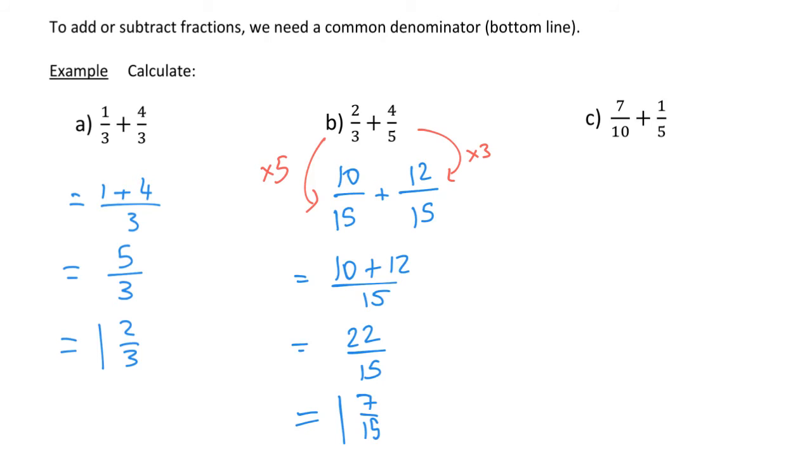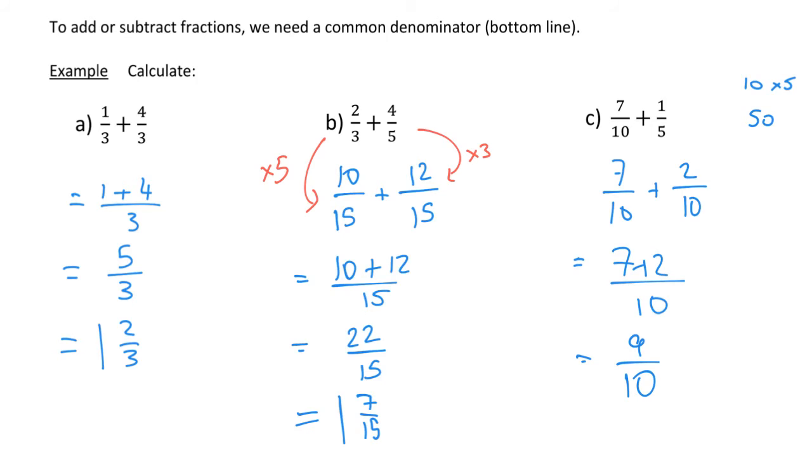Example C, 7 over 10 plus 1 over 5. A common denominator here would be 50, by multiplying 10 and 5 together. But actually there's a smaller one that we can use, and that's tenths. So 7 tenths is going to remain 7 tenths. 1/5 is a fraction of 10. We've multiplied the denominator by 2 to get to 10, so we multiply the numerator by 2, and we get 2 tenths. Adding those together, we have 7 plus 2 tenths, which is 9 tenths. So the answer there is 9 over 10.